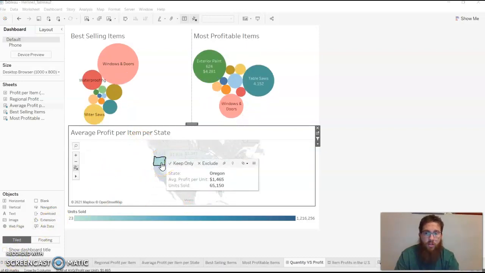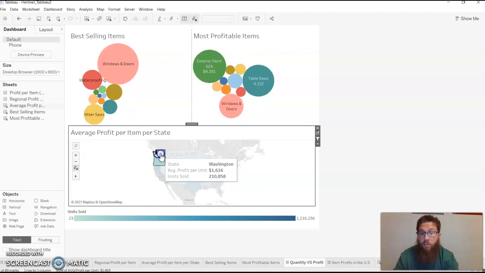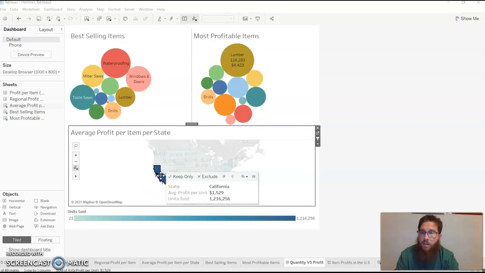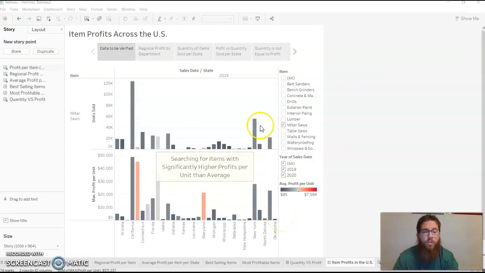We continue along this, we can look at Oregon, Washington, and although nationally we can see what our best-selling items are, and the profits are very similar, as you drill down to each state, it changes quite a bit. So next we'll move on to the story.